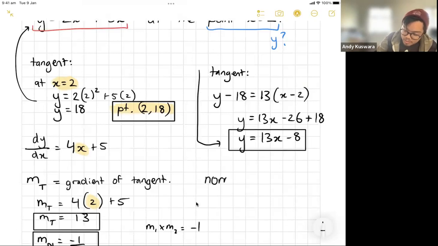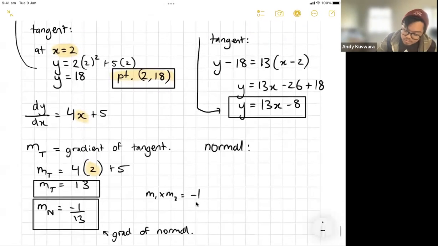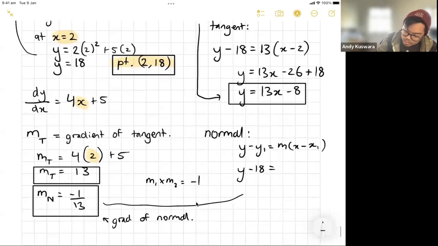And the other one, they also asked us to find the equation of the normal as well. So it's still going to be a straight line, so it's still going to be y minus y1 equals m times (x minus x1). The only difference is it's still going to be y minus 18, and now we use the gradient of your normal. So in this case, I'm using -1 on 13, x take away x1, which is still going to be the same point, (2, 18).